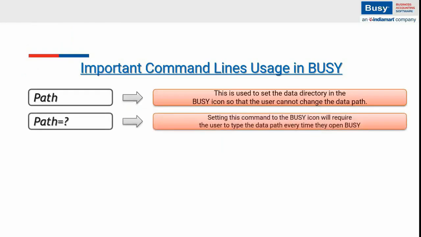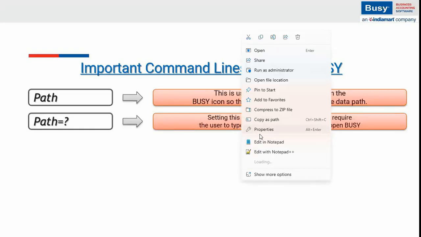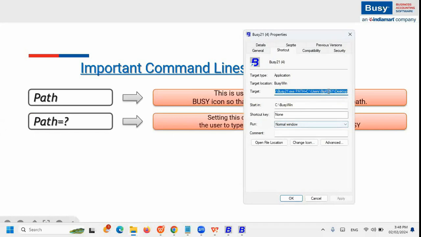And next is path equal to question mark. This is also similar to the previous command. Here what happens is, we are not defining any path here.